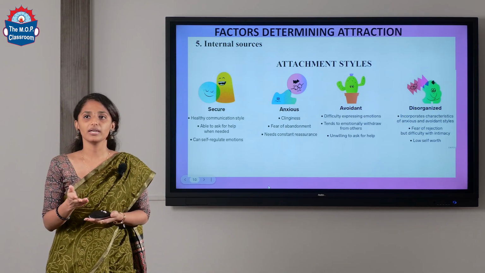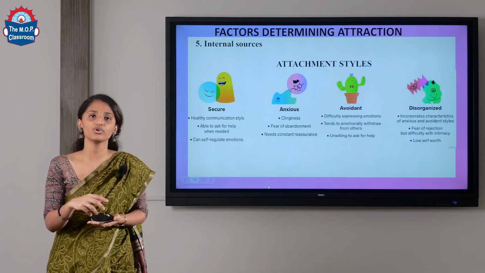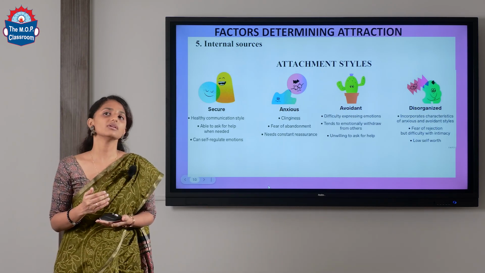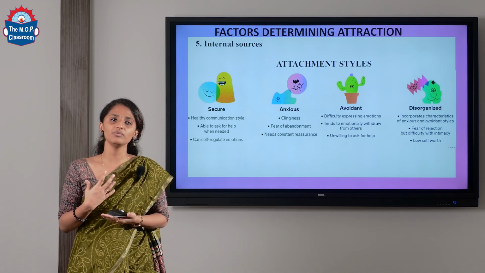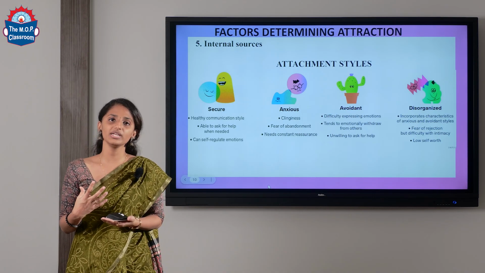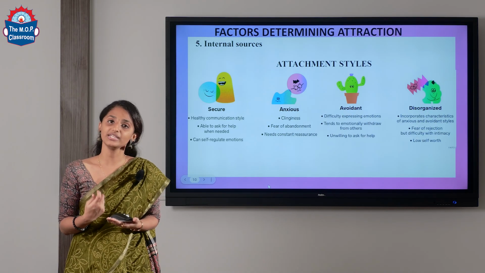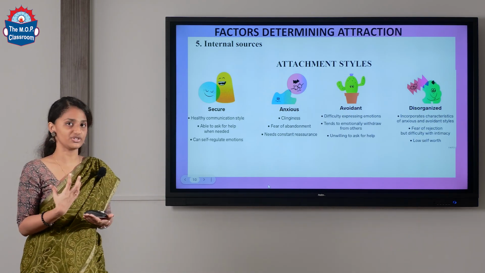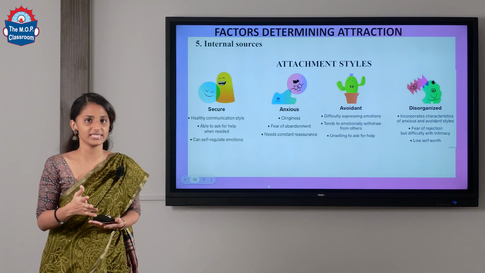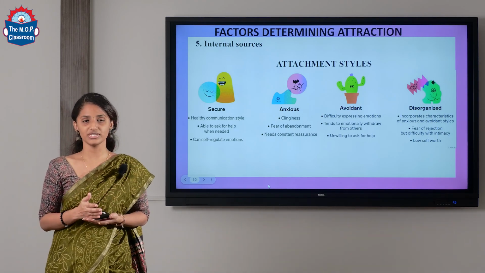This is secure attachment. And the next: what if the caregiver was present for some time but not present most of the time, and did not attend to your emotional or physical needs? Then you will feel more insecure and very clingy, and you will always want validation or reassurance that the partner is always there, and that is the anxious style.